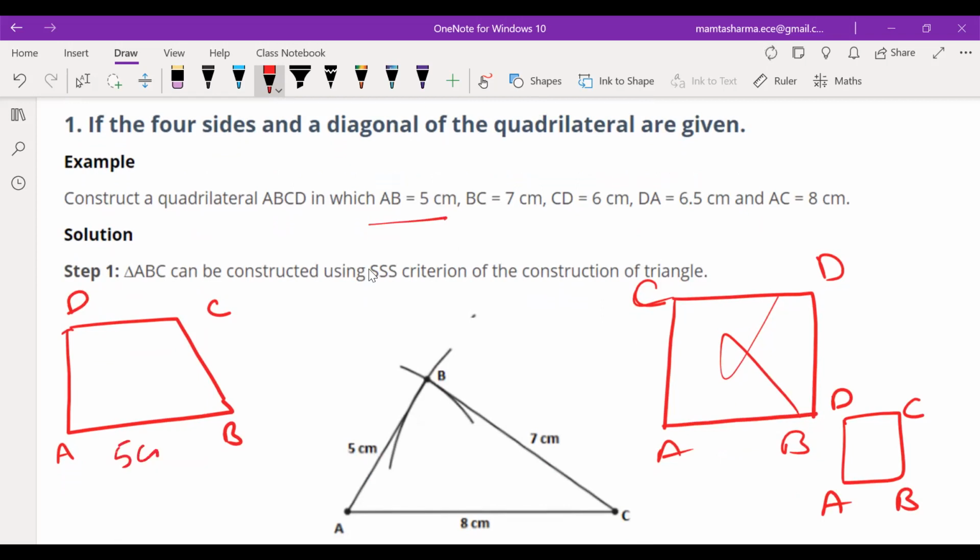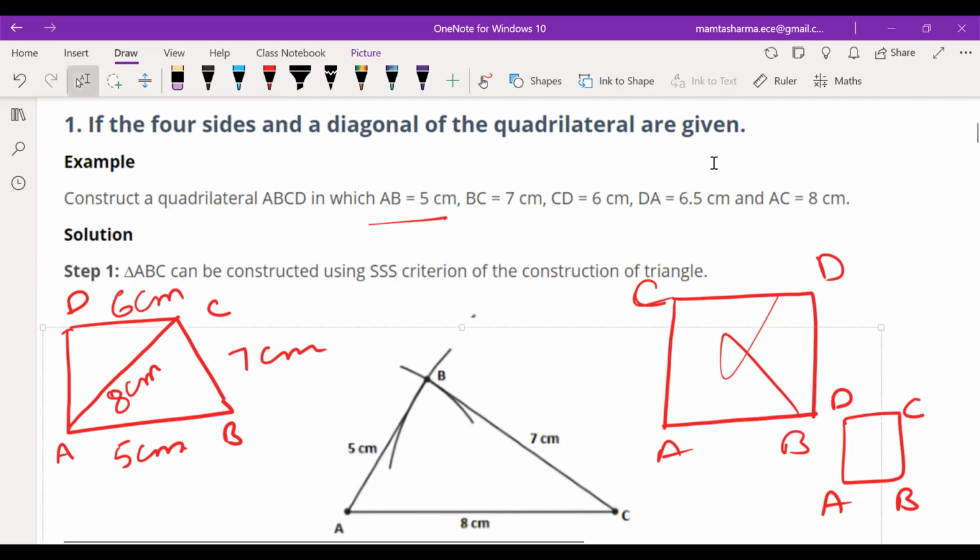Now here AB is given. AB is 5 centimeter. BC is 7 centimeter. CD is 6 centimeter. And AC is this diagonal and this diagonal is 8 centimeter. All lengths have been given. No angle is given. So now how will you construct this?